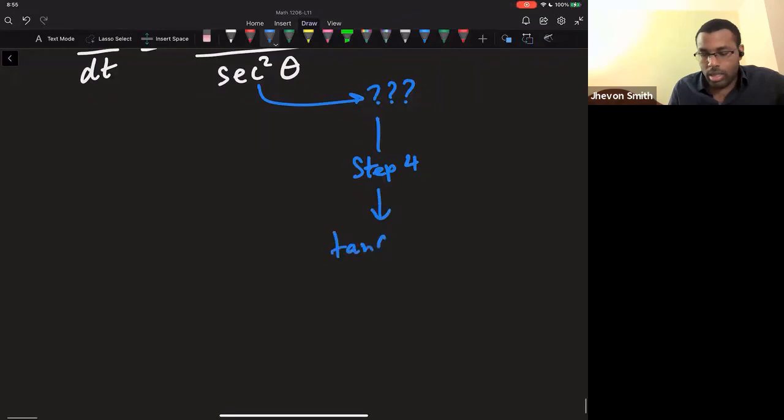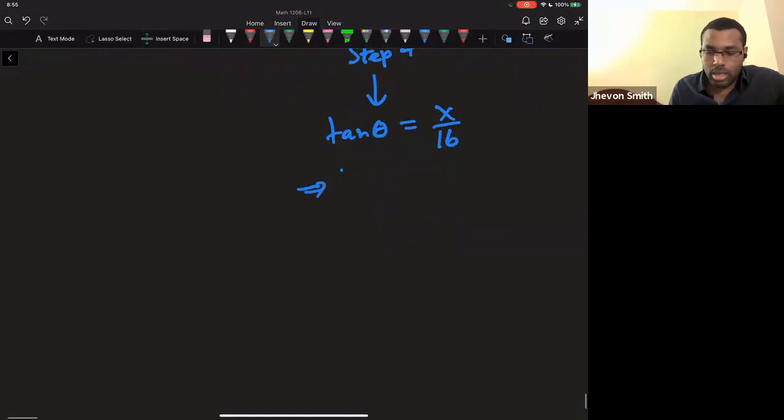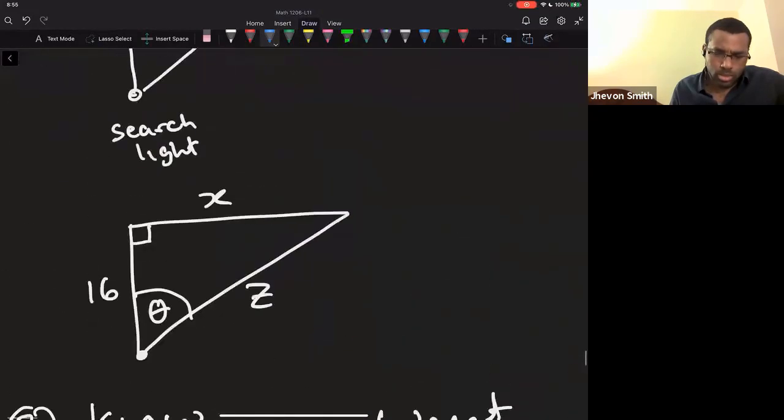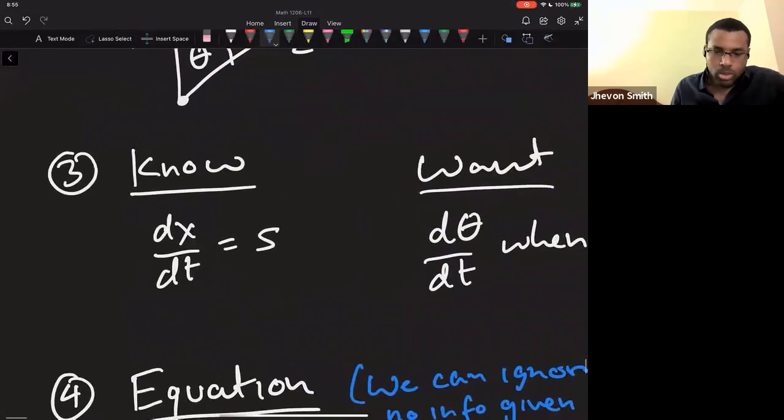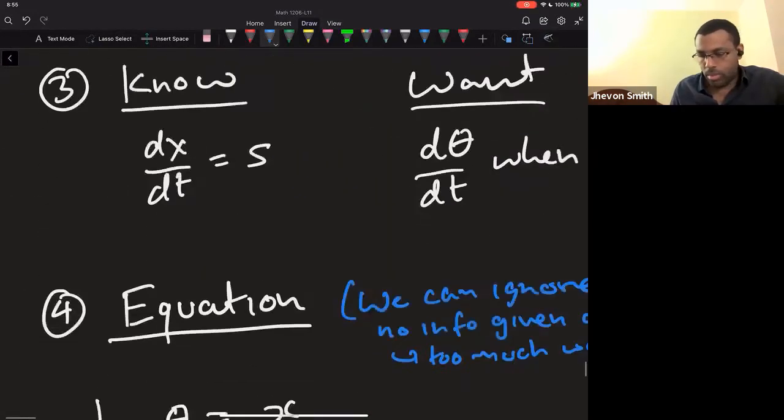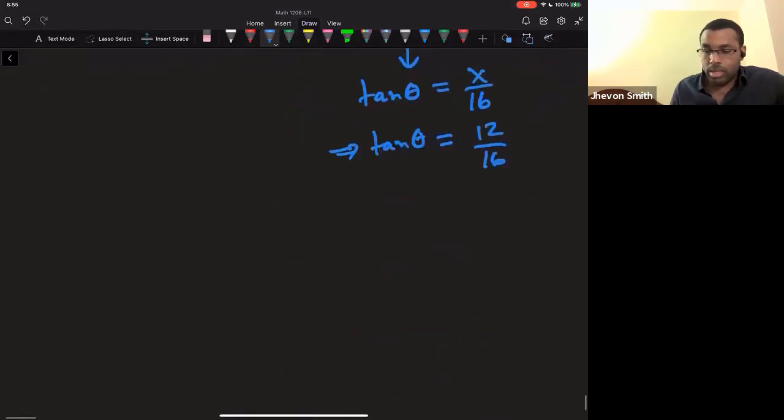which says tangent of theta is x over 16. And so this means that tangent of theta, x was 12. Yes, we want x is 12. Tangent of theta is 12 over 16. So tangent of theta is 3 over 4. So that's your tangent of theta.